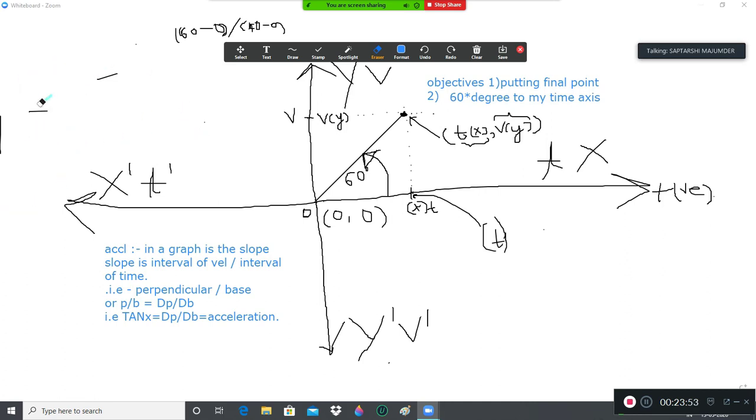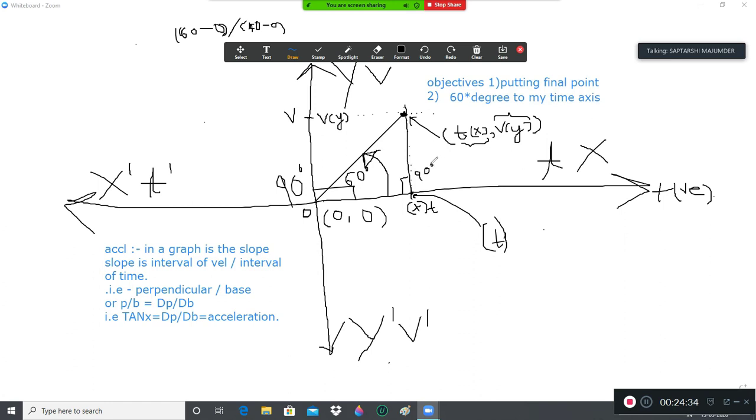So now we have reached the final answer to our problem. The slope is interval of velocity divided by interval of time, that is perpendicular by base. Now think about it very carefully. If two lines intersect each other at 90 degrees, the intersecting angle is 90 degrees, obviously for every graph. So if I place a vertical line perpendicular to it, then it is 90 degrees.